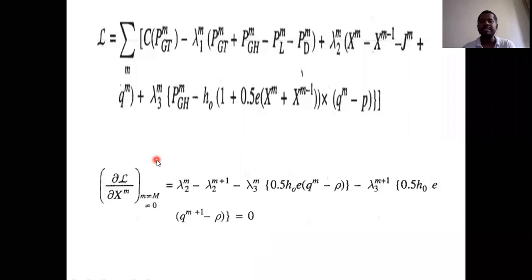And one more equation: we need to differentiate with respect to one more dependent variable, that is xm. When you differentiate with respect to xm, you will get it like this. This is our third equation, and from this we can calculate the lambda 2 value. From the previous two equations, we can easily calculate the lambda 1m value, similarly lambda 3m. So this is nothing but half of the solution, or we can say 80% of the solution. In order to get the solution, we need to find lambda 1m, similarly lambda 3m, and lambda 2m.